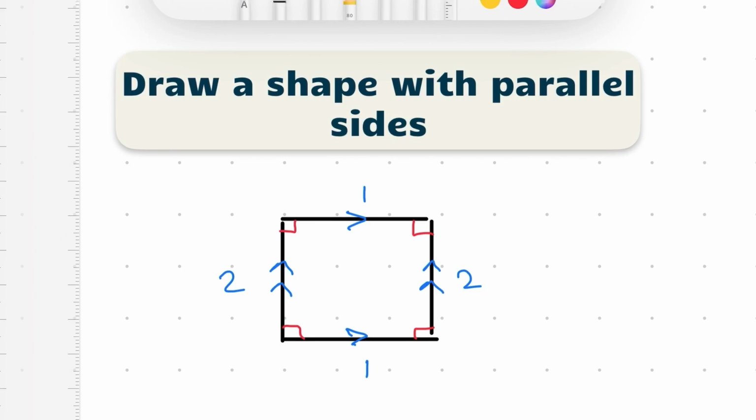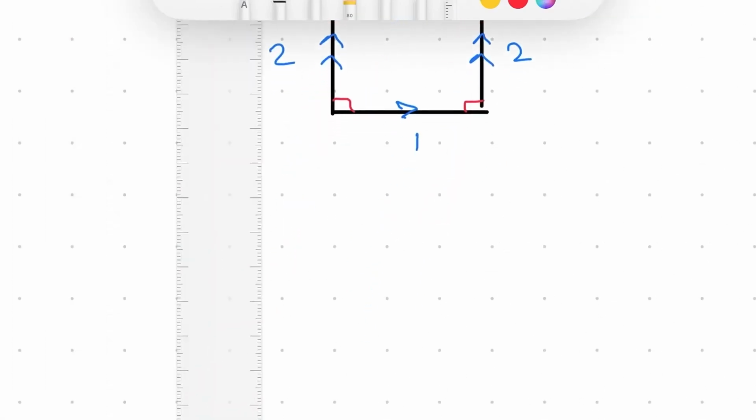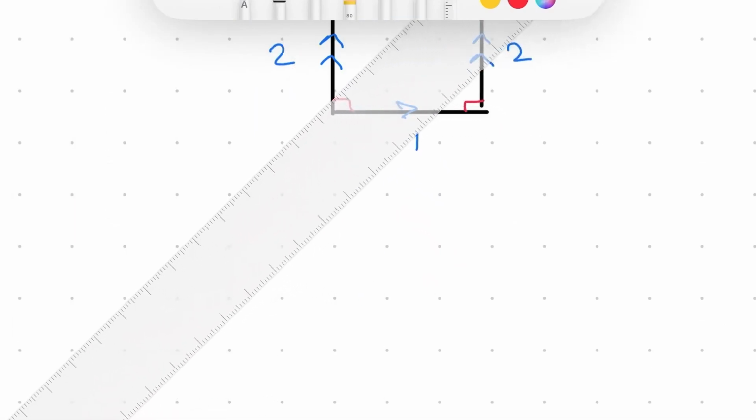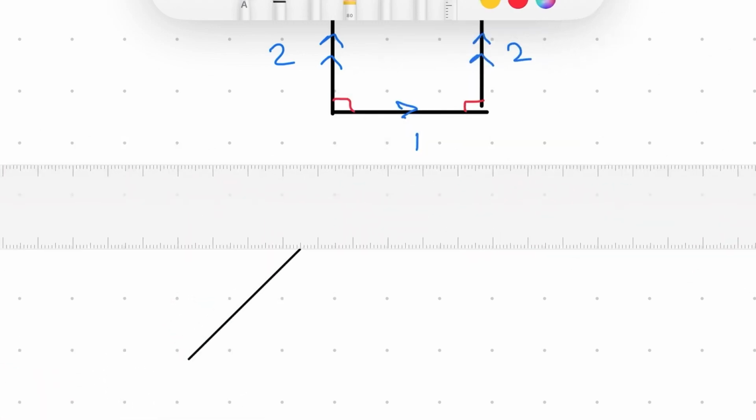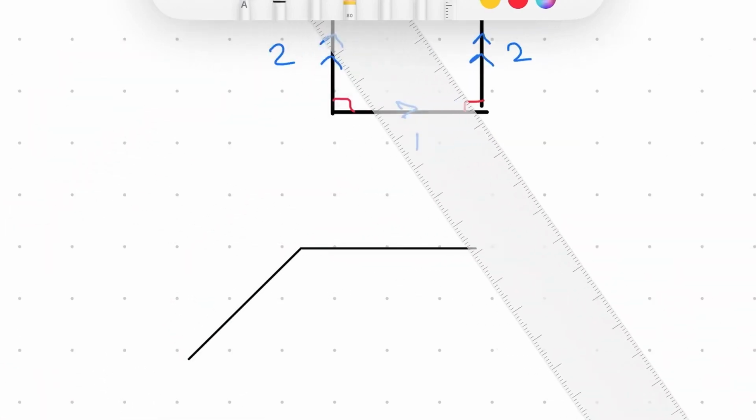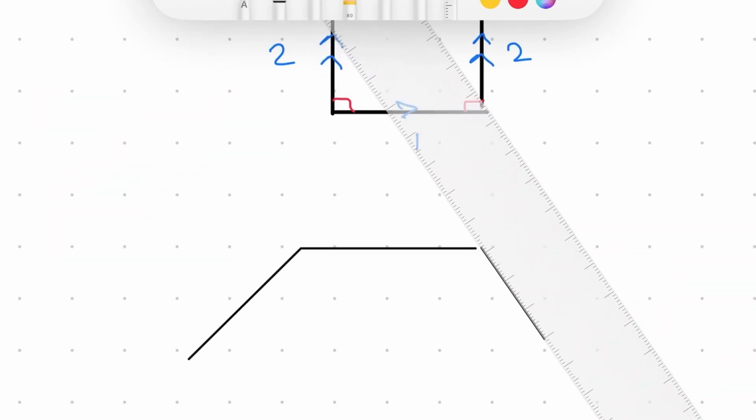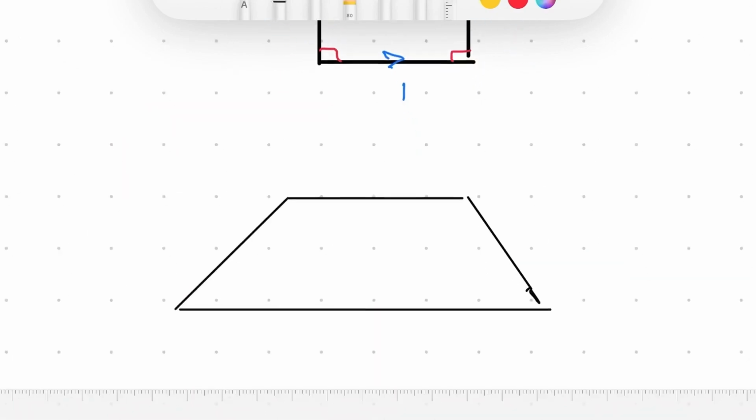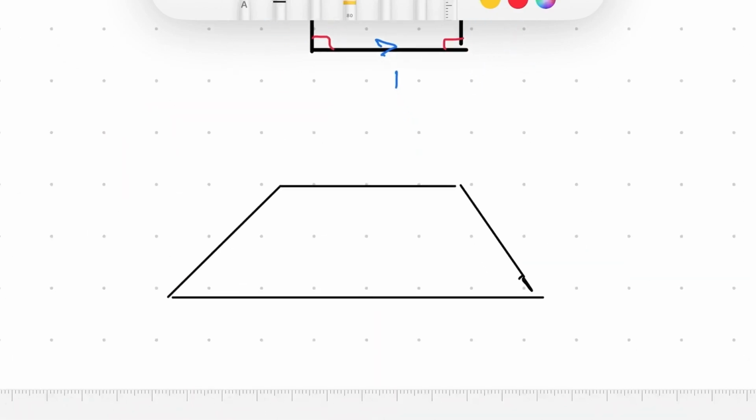If I wanted to construct a rectangle, the process would be the same. What about a trapezoid? Well, let's see. A possible construction for a trapezoid would look like this. And notice how it only has one set of parallel sides. Only this side is parallel to this side.